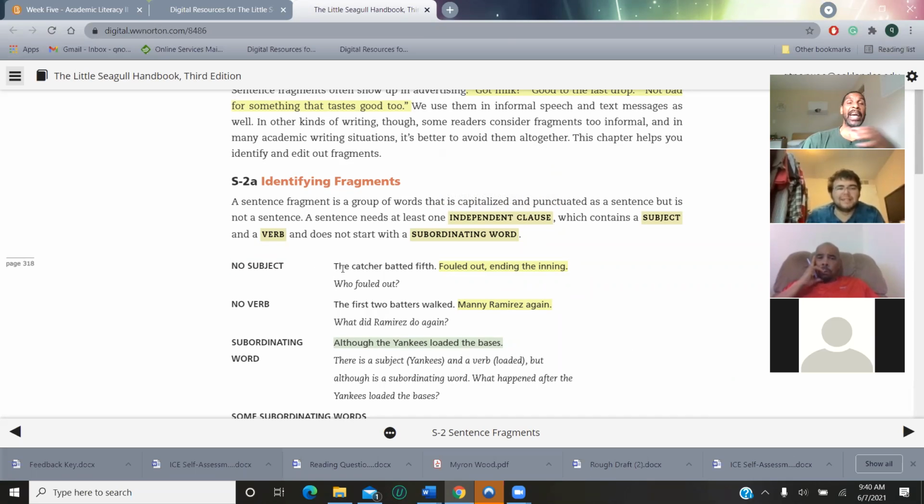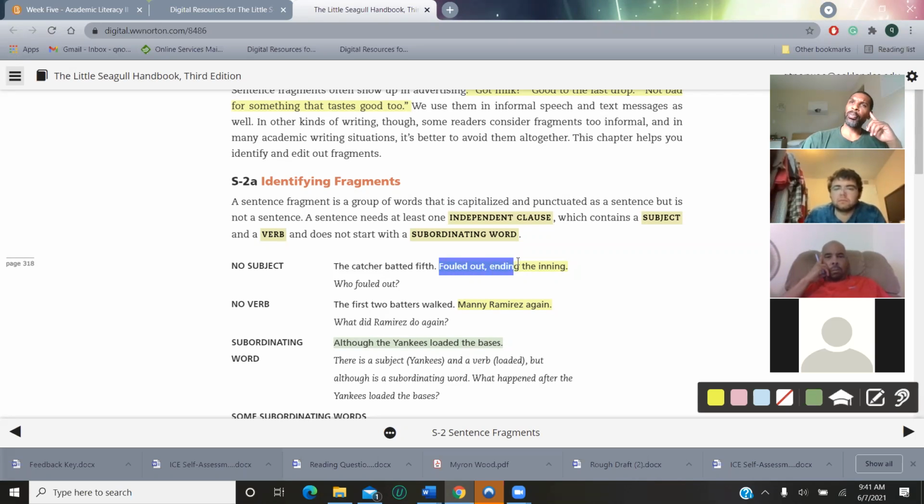The catcher batted fifth, fouled out, ending the inning. I think sometimes we make this mistake because of the part of this sentence that's missing. There may be a tendency to say it in our head, or just make the assumption that my reader figured this out. You can turn this into one sentence: The catcher batted fifth, but he fouled out, ending the inning.